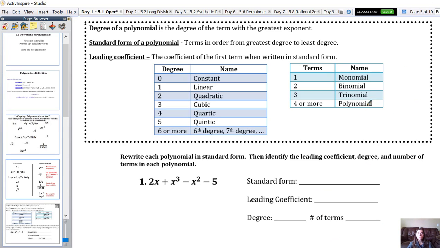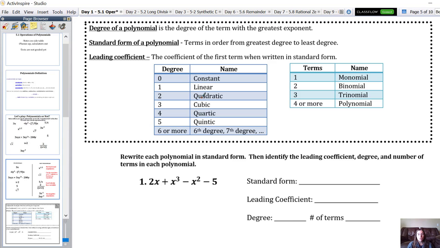Some vocab. We have this thing called the degree of a polynomial. That is the degree of the term with the highest exponent. The standard form of a polynomial has the terms in order from greatest degree to least degree. The leading coefficient is the coefficient of the first term when it's written in standard form. It has to be in standard form. If your degree is 0, we call that a constant. If your degree is 1, we call that linear. A degree of 2 is a quadratic.